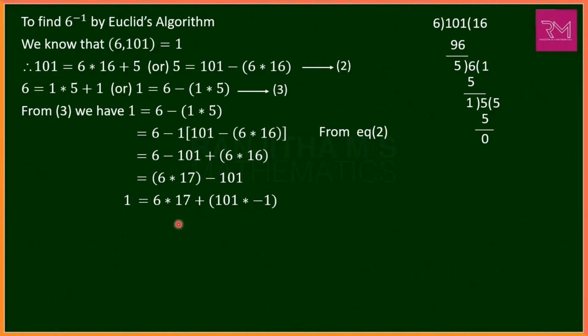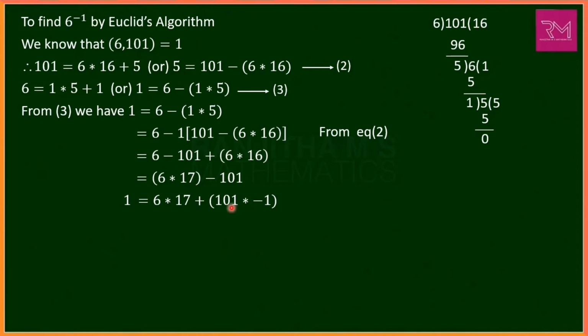Here we have to achieve an equation of the form SA plus Tm equal to 1, so we apply the positive value. Therefore, multiplying the minus inside the bracket, we get 1 equals 6 into 17 plus 101 into minus 1. Next step, what is the proof? Here the m value is 101, so the Tm value is 0 under mod m, which satisfies.